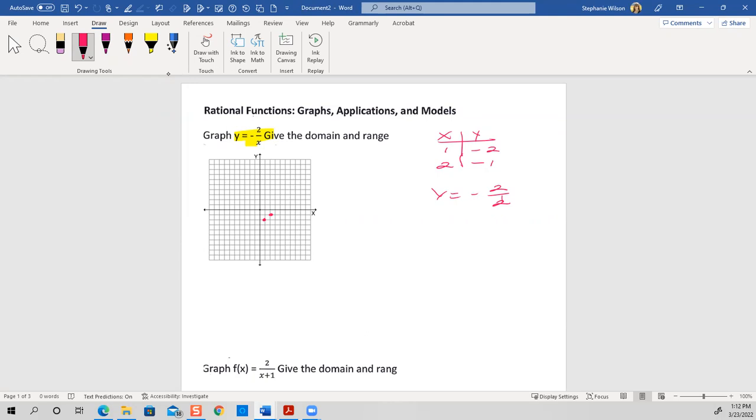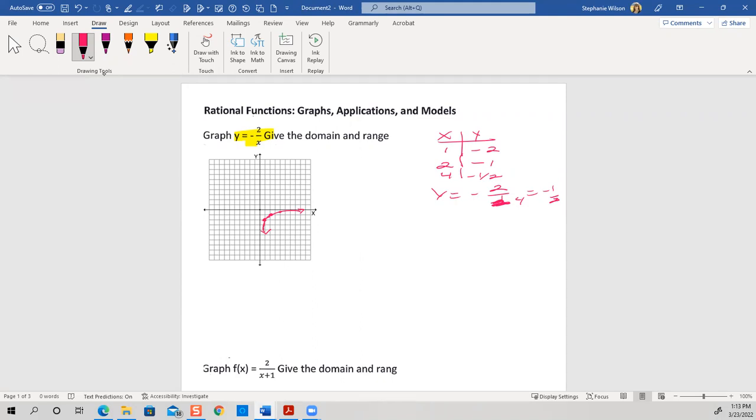Let's do one more ordered pair. Let's plug in 4. When I plug in 4, this becomes a negative half. So now I'm going to go where 4 is at here, and go just halfway down. Now I'm going to connect the dots, and I get this kind of function going on. Well, we need to solve for the other side of the function.